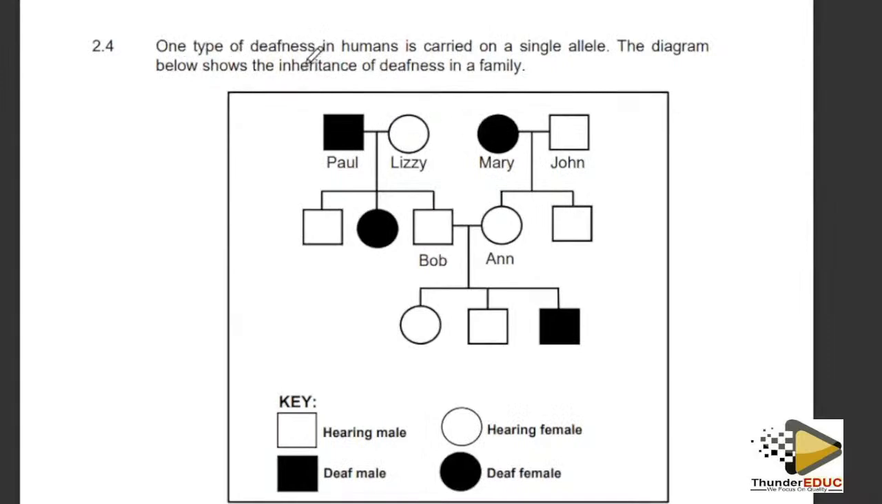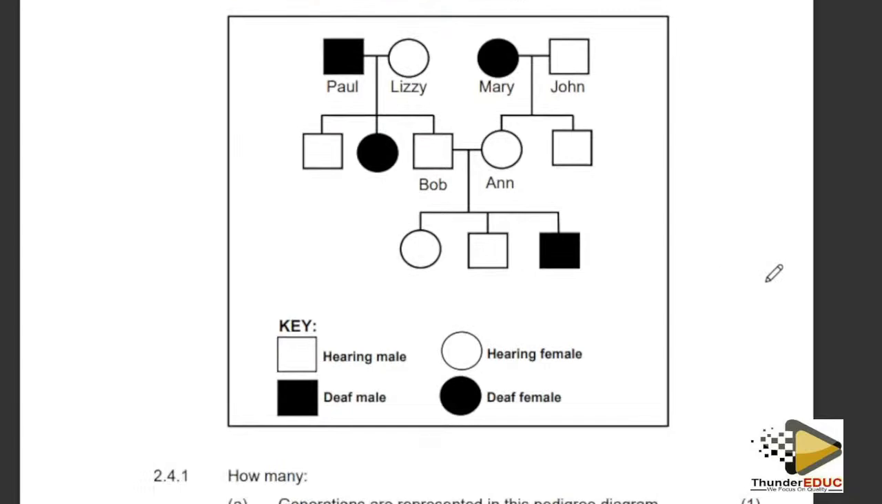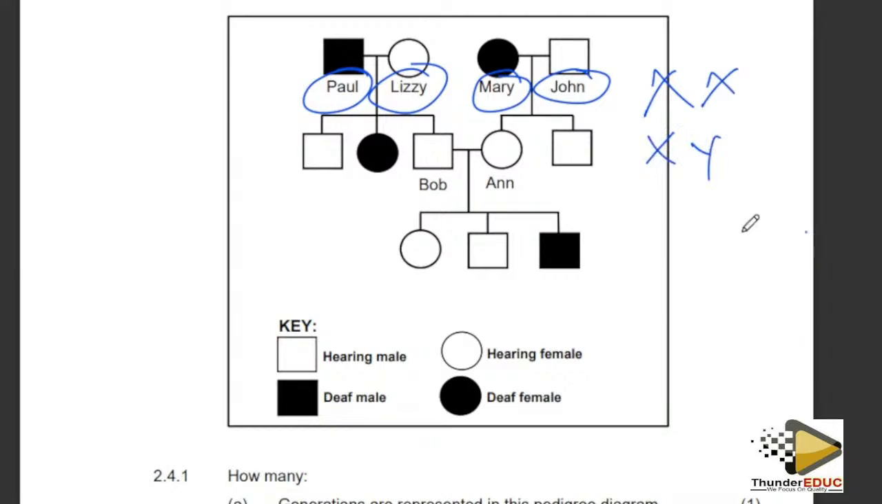One of the deafness in humans is carried on a single allele. The diagram below shows, yeah. They are not talking about sex-linked. However much they talk about Paul, and you know that Paul is a boy, Liz is a girl, Mary is a girl, John is a boy, please don't use X and Y. So if they don't mention it is sex-linked, don't use X and Y. If they mention sex-linked, then you talk about X and Y.